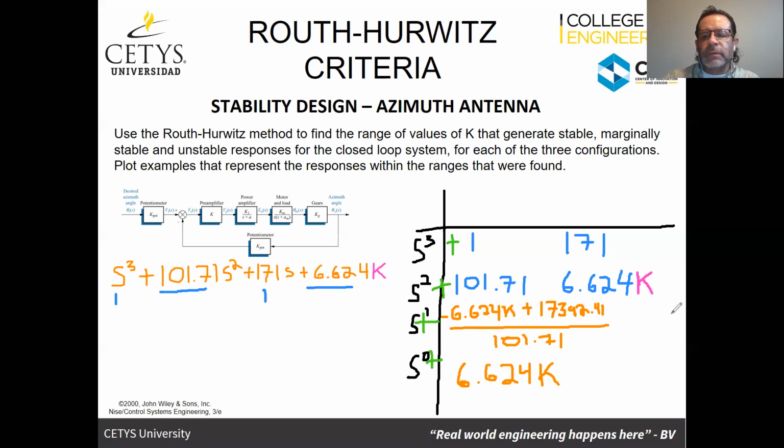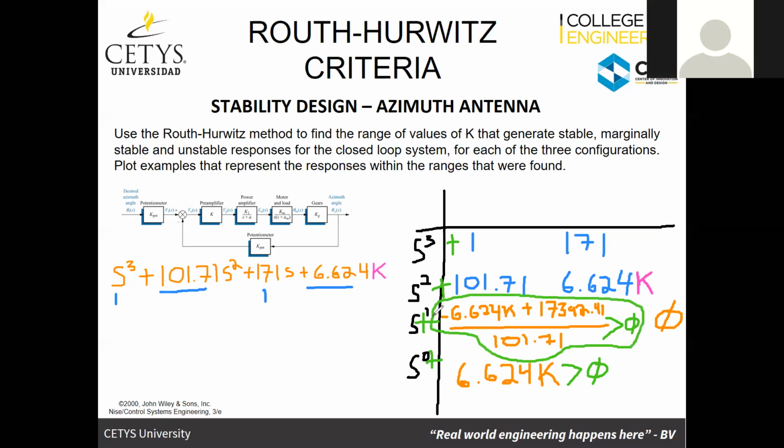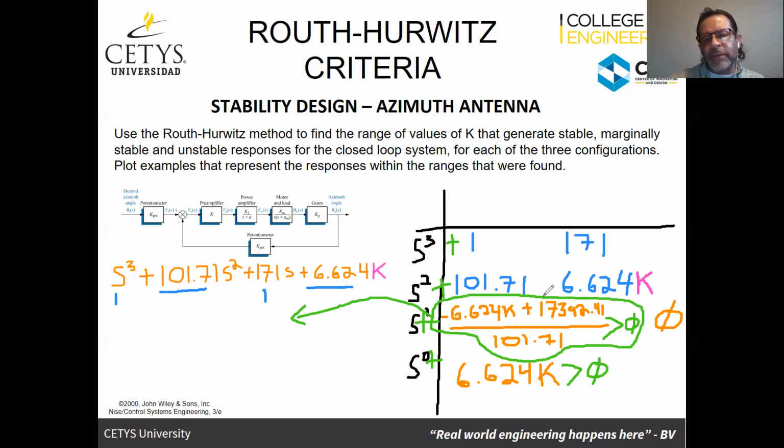Let me write this down here. This is 0, goes over here. It's the second column. That means that this has to be larger than 0, and this also has to be larger than 0. Okay. Can somebody please solve this inequality? What value of K do we get? K should be less than? It's a negative number if you solve for K. No, it's negative divided by negative.